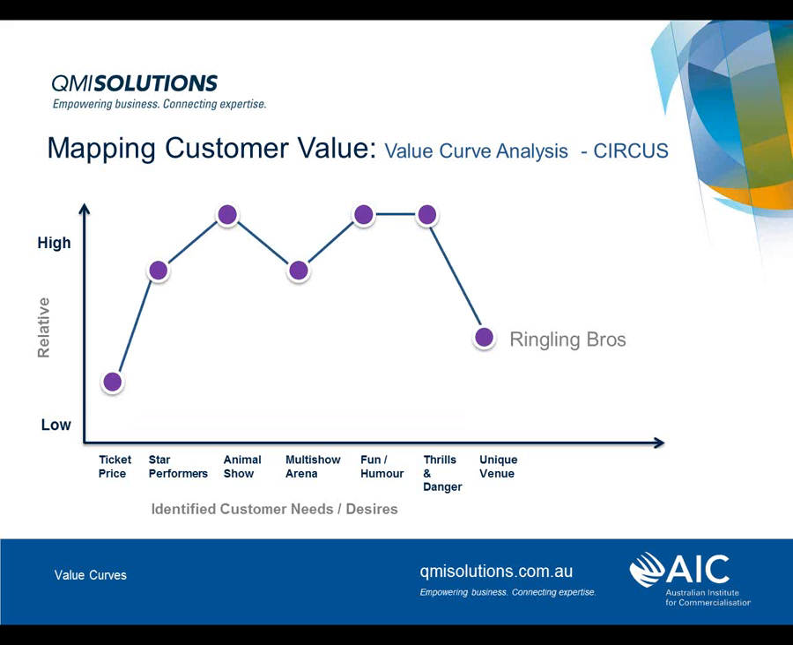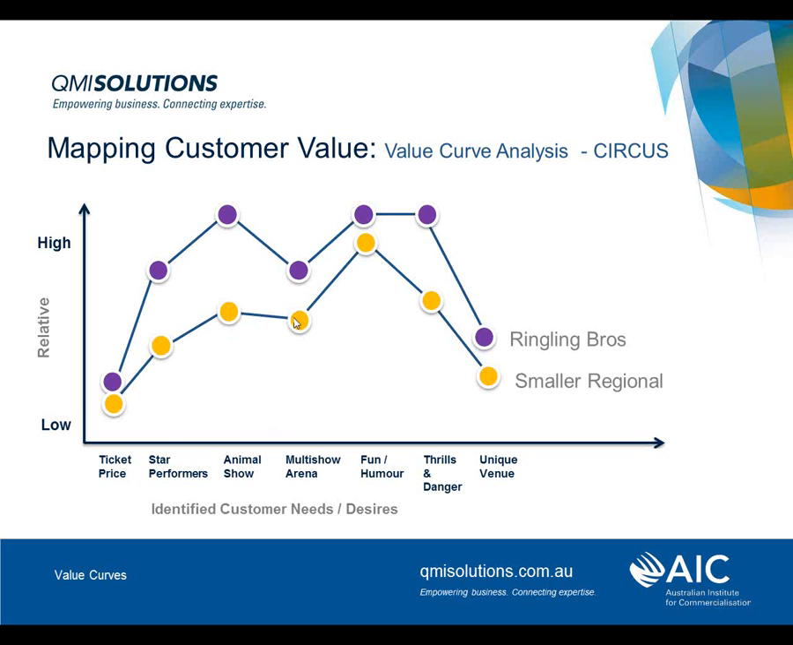And so that was their value curve, and smaller competing circuses just simply followed the same business model. They didn't do it as well, so they offered a lower ticket price. They didn't have as many star performers, they didn't have as many animals, it was just a dog and a pony.